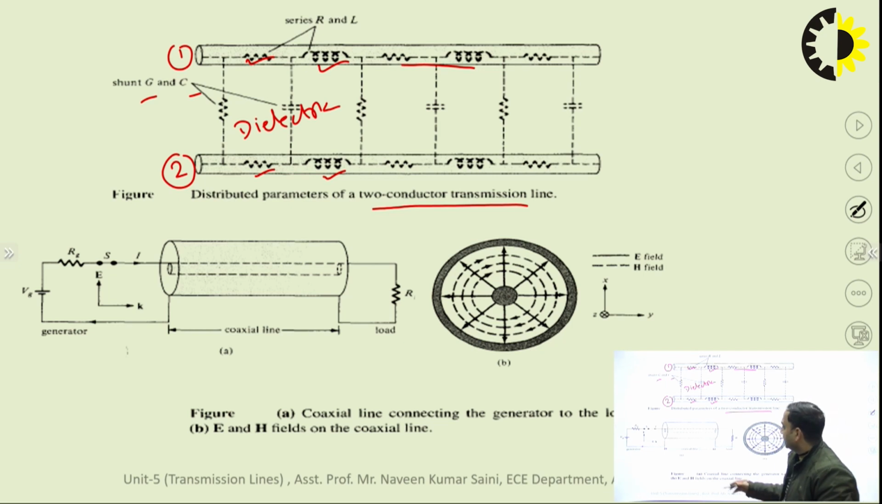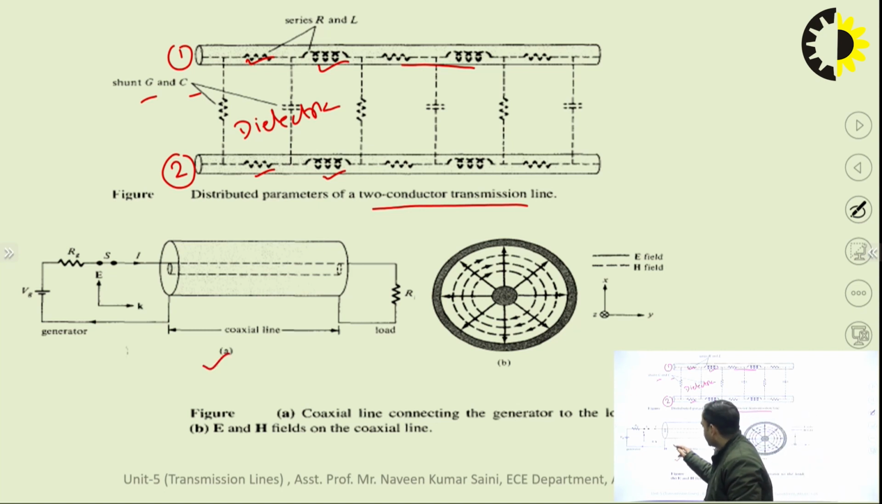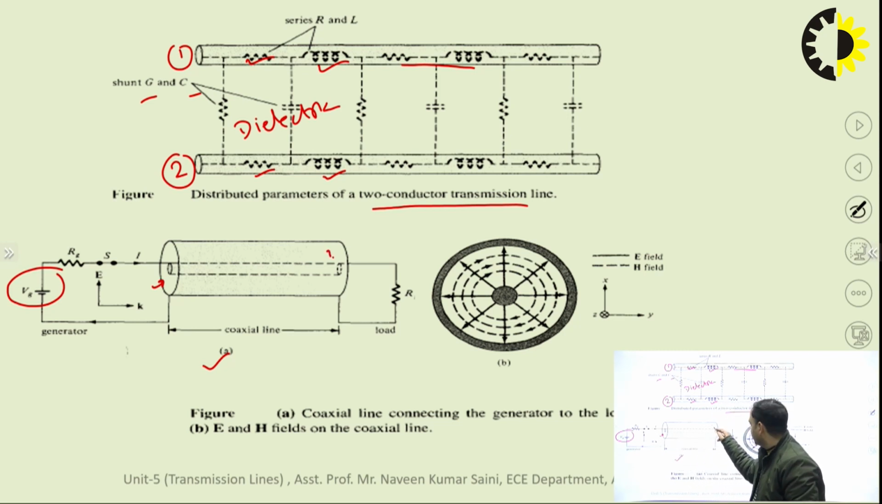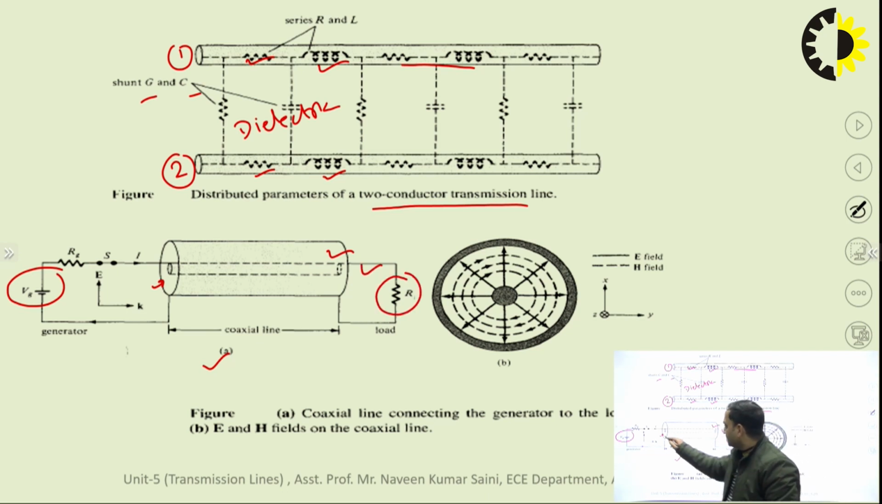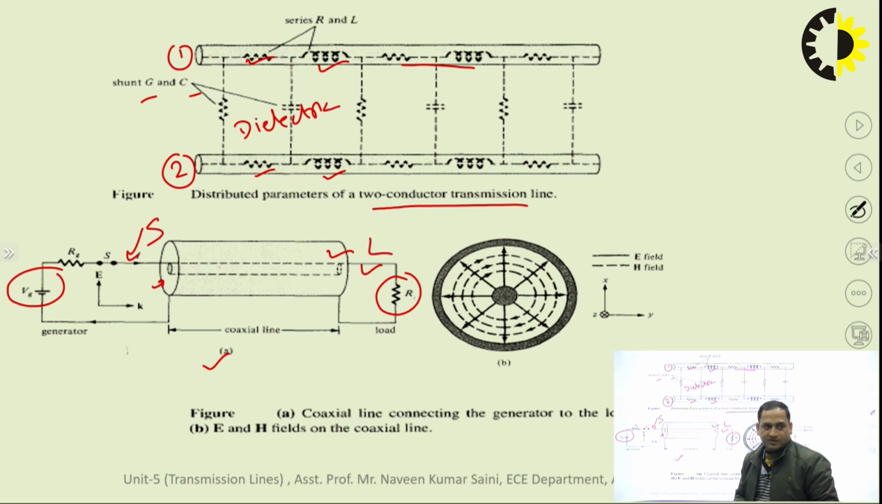Here, when we connect the coaxial line with the source, this source is connected with this transmission line. This portion is the source of the transmission line, and at the other end of the transmission line we are connecting the load. So, this section is the source side and this one is the load side of the transmission line.